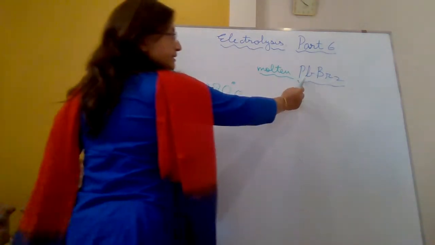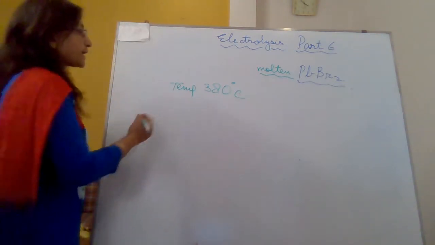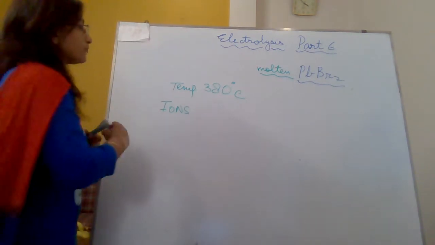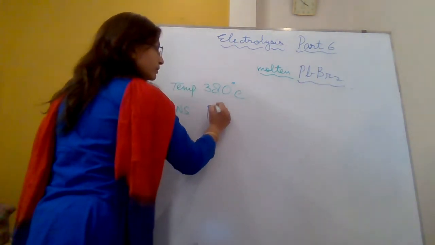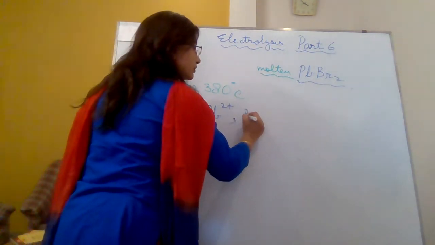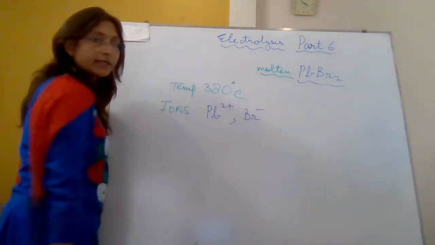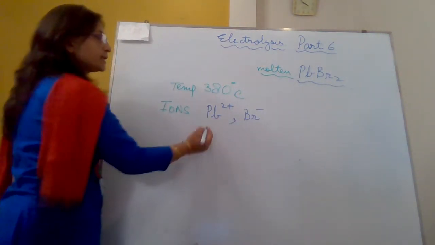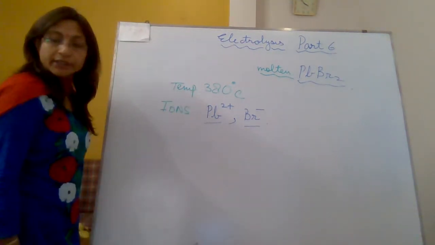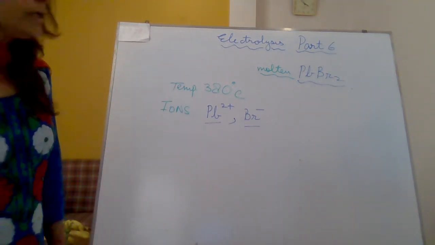Then, since it is lead bromide and it is in its molten state, what are the various types of ions that will be present in it? The first type of ion will be the lead ion, right? And the second type is going to be the bromide ion. So first is the lead ion, then is the bromide ion. There are the various types of ions, the lead ion and the bromide ion. The temperature is to be maintained at 380 degrees C.